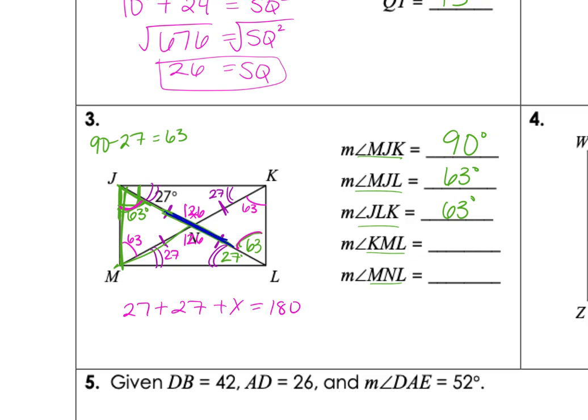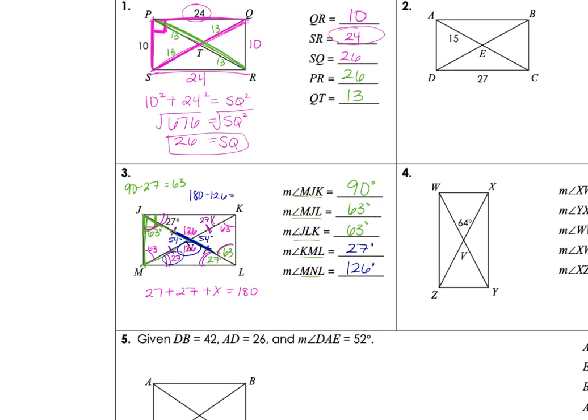So if this has to make a straight line, 180 minus 126 is going to give you a 54-degree angle here, which is a 54-degree angle there. So KML, that was this one, 27. And then MNL is that guy, so 126. How'd you do? Pretty good? Makes sense? Questions on that?